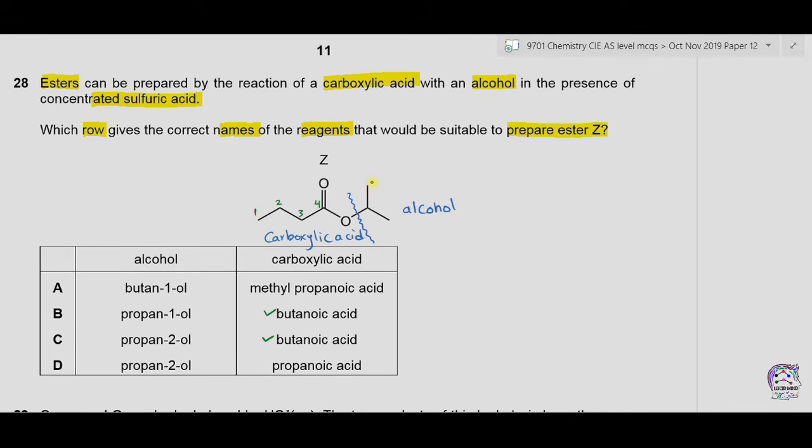Second part is alcohol. Let's find the number of carbons present in alcohol. We have 1, 2 and 3. On the second carbon atom, the OH functional group is attached. So this alcohol consists of 3 carbon atoms. It would be like this: CH3, CH, CH3, OH. So we have 3 carbon atoms in the long chain, so it is propane. And on the second carbon atom we have the alcohol functional group attached, so it is 2-ol. So therefore this one is correct. So the answer is C.